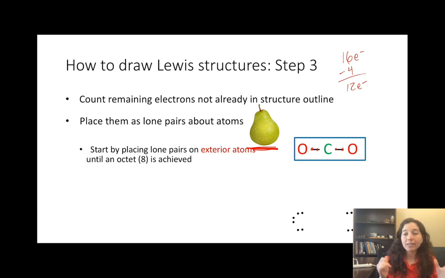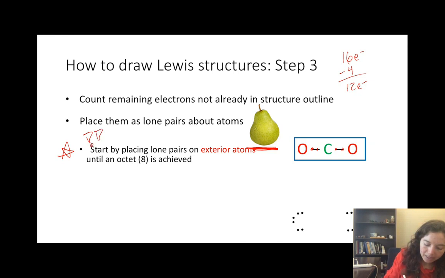Now, when you place them around the atoms, we want to start on the outside, and we're going to work our way in. This is going to prevent errors. So this is a very important step. So make sure you write this down. You understand that we're going to take this step first. So we're going to place as many lone pairs on the exterior atoms as we can until we get an octet. So I'm going to put 1, 2, 3, 4, 5, 6, 7, 8, 9, 10, 11, 12.